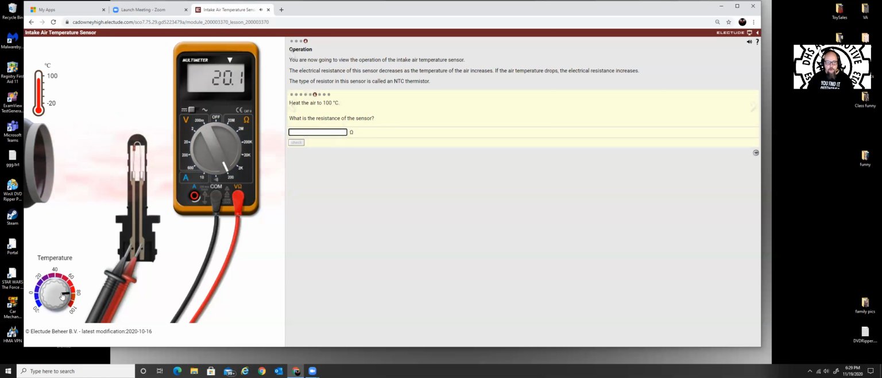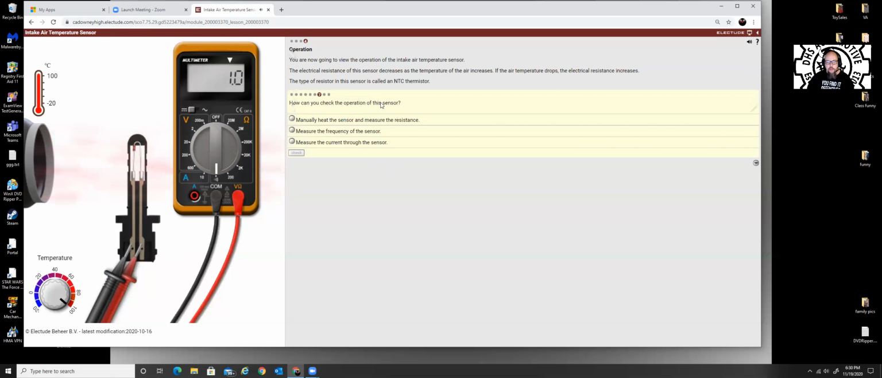Heat the sensor to 100 degrees centigrade. What is the resistance of the sensor? I'm looking at this and we don't see what this thing is averaging here. Given that we've been dealing with a bunch of round numbers so far, I'm going to go ahead and go with 1. Yeah, that's a little stable right there. So I'm going to go with 1 ohm. Check. Yes, that is right.